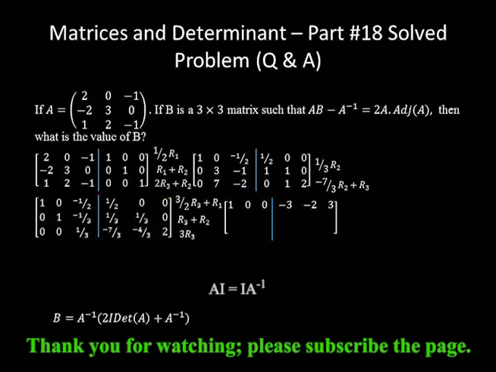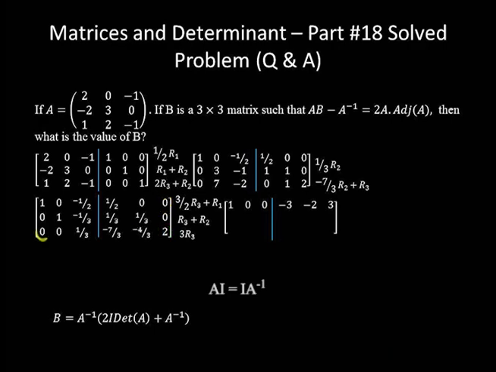Adding row 3 and row 2 elements gives us 0 plus 0 equal to 0. 0 plus 1 equal to 1. 1 over 3 plus negative 1 over 3 equal to 0. Negative 7 over 3 plus 1 over 3 equal to negative 6 over 3, which is equal to negative 2. Negative 4 over 3 plus 1 over 3 equal to negative 3 over 3, which is equal to negative 1. 2 plus 0 equal to 2.